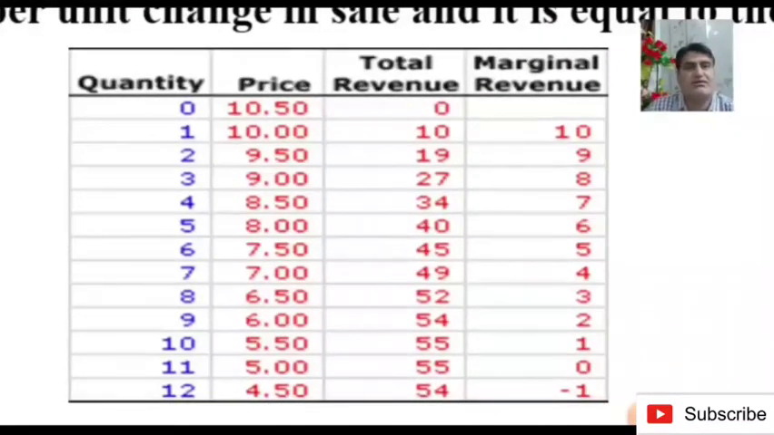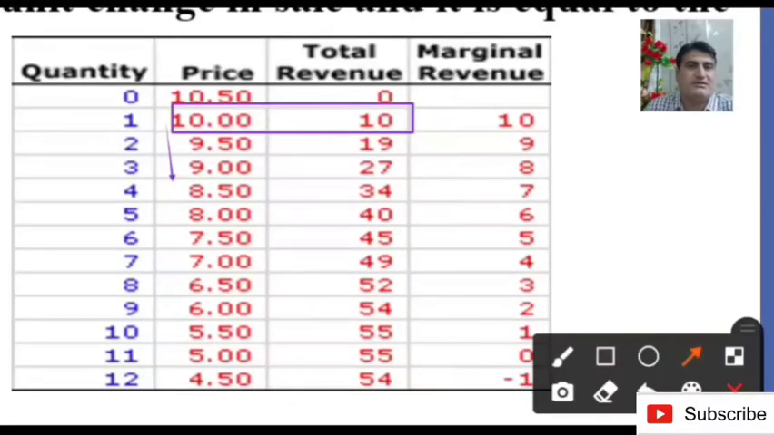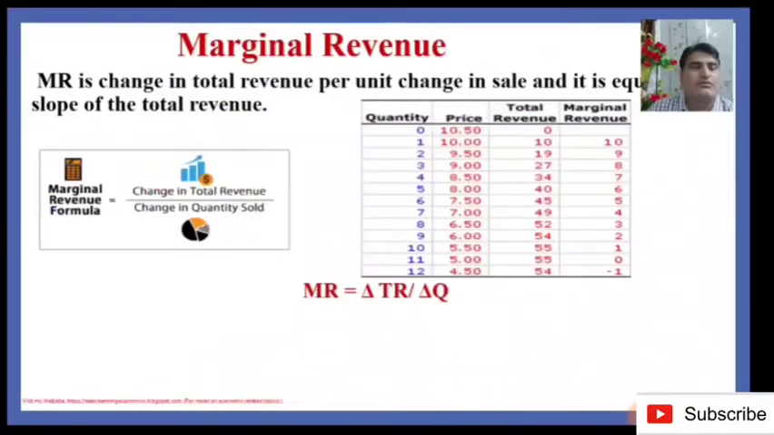As you can see here, when the quantity is 1, the price is 10 and total revenue is 10. As the price decreases from 10 to 9.5, the total revenue is 19 and the marginal revenue is 9. So marginal revenue means the change in total revenue. The total revenue has changed by 9 rupees with the sale of one additional unit of output. It means the total revenue change is 19 minus 10, which is equal to 9. So marginal revenue means the change in total revenue divided by the change in quantity, where delta represents the change.